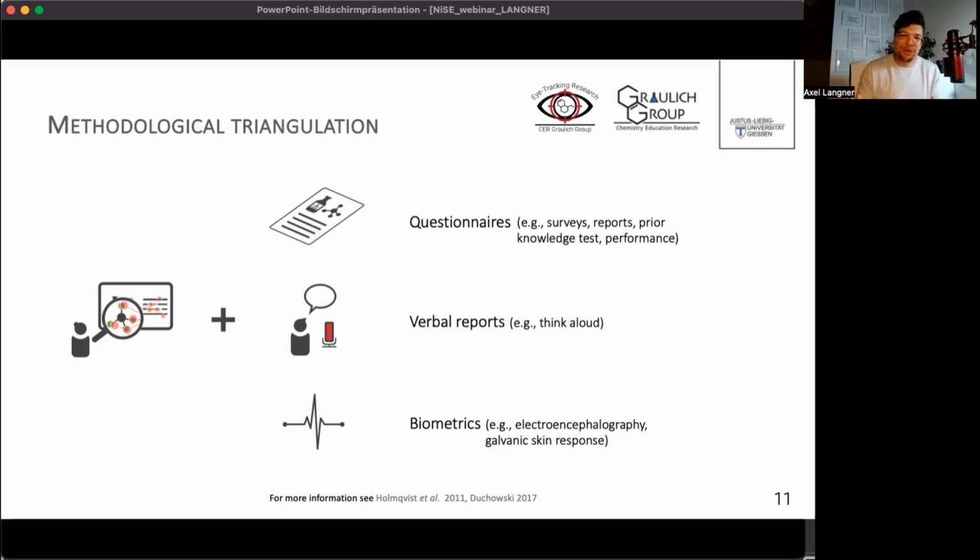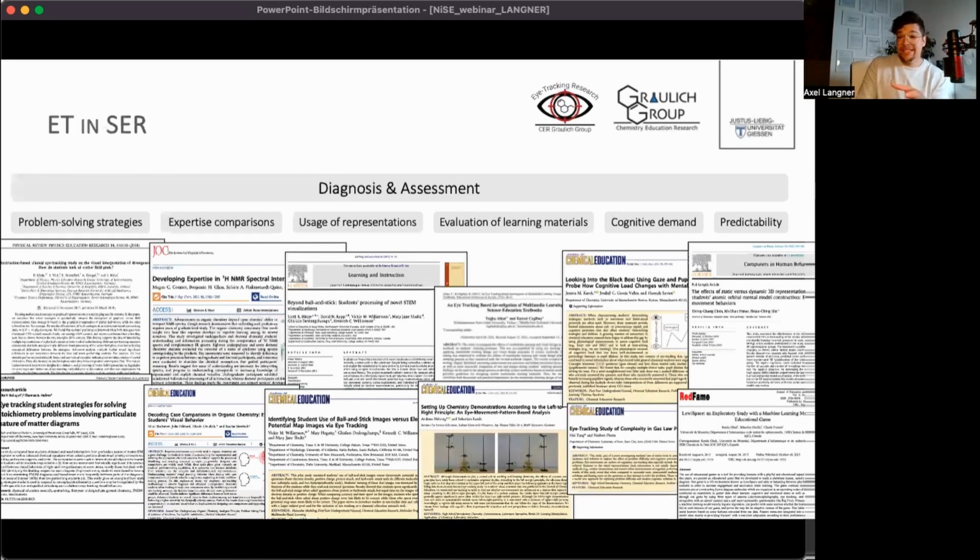So that's why it's important to have additional data. And with this technique, a lot of eye tracking research happened in the last 10 years in science education research. It kind of started in the last 20 years, but a lot happened in the last 10 years. And the methods of eye tracking technology are mainly used as a diagnosis and assessment tool.